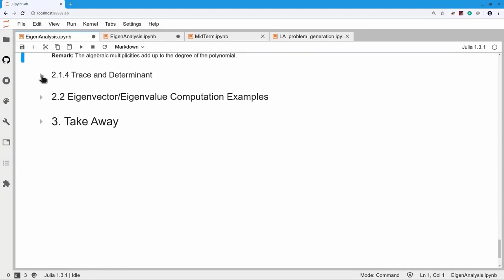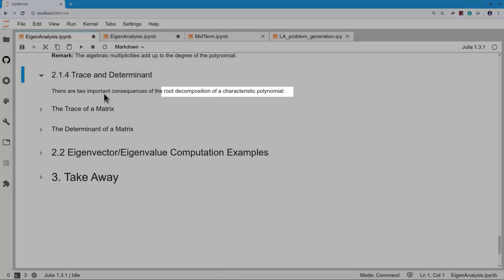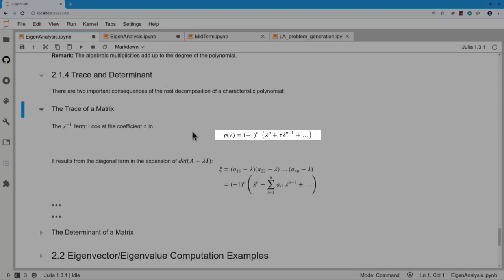Now that we know about polynomials, we are going to exploit that structure. So the very first thing we do is exploit that root decomposition for a characteristic polynomial. First consequence, we take our characteristic polynomial, it has the form minus 1 to the n times a polynomial: lambda to the n plus the next term has some multiplier applied to it.